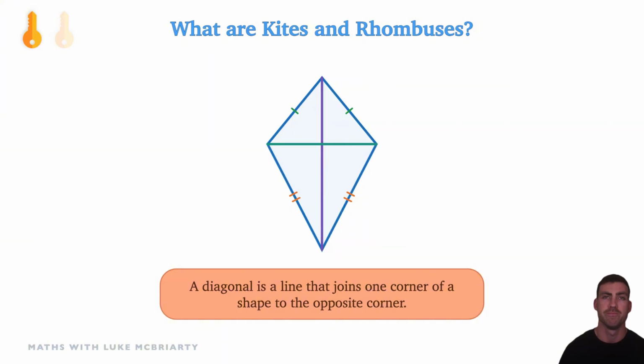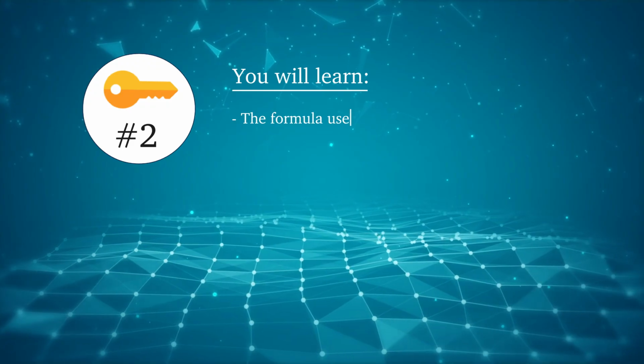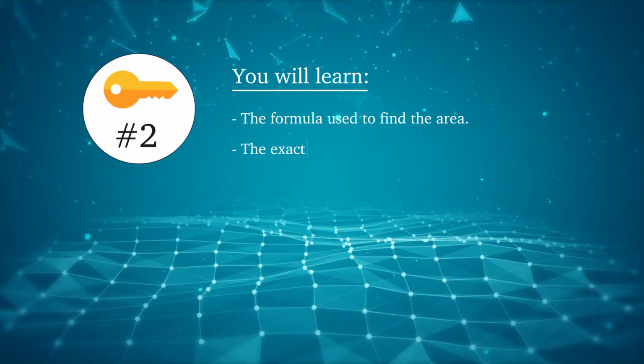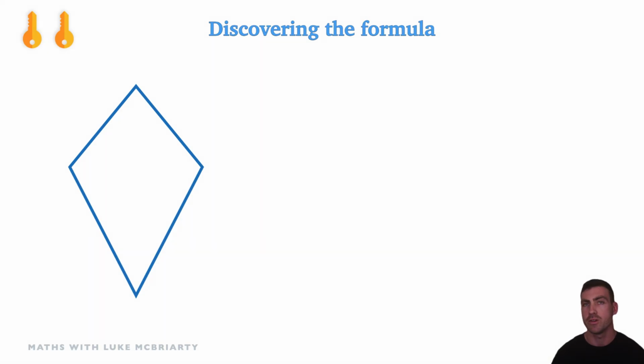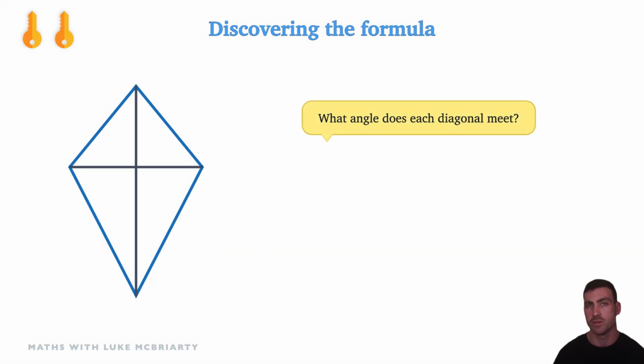Let's find out. In this section, you will learn the formula used to find the area and the exact steps to solve problems. Let's discover an area formula for the kite and rhombus. Our first step is to draw diagonals. What do you notice? What angle does each diagonal meet? That's right, they meet at right angles, so the diagonals are perpendicular.